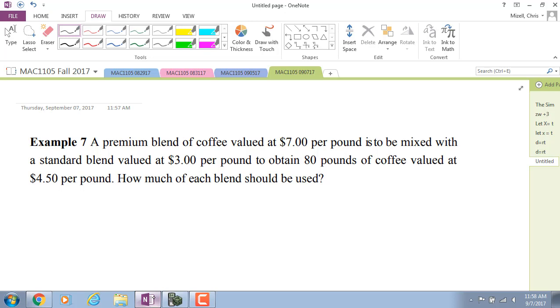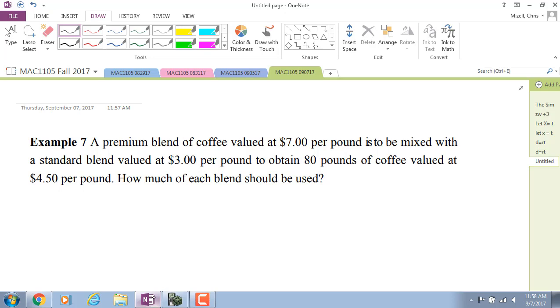A premium blend of coffee valued at $7 per pound is to be mixed with a standard blend valued at $3 per pound to obtain 80 pounds of coffee valued at $4.50 a pound.